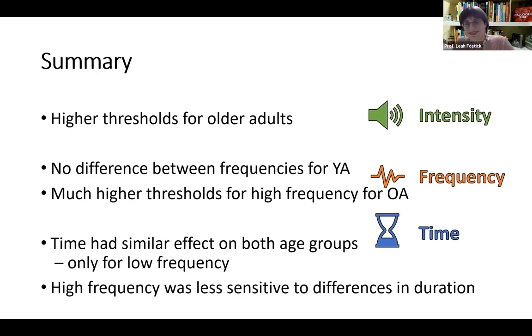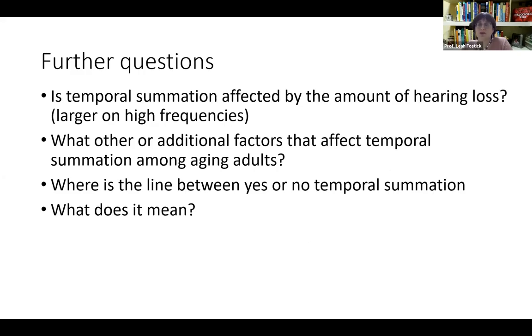So to wrap up, it seems from our data that time had a similar effect on both age groups, and contrary to our expectation, older adults' difficulty in temporal processing did not affect their temporal summation as long as they could hear the sound properly. Their performance with 1 kHz was similar to that of young adults in terms of time. While with the high frequency, which was more difficult to hear than 1 kHz, the difference in tone duration almost did nothing.